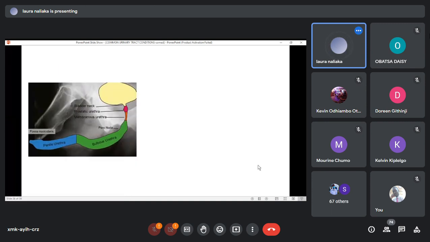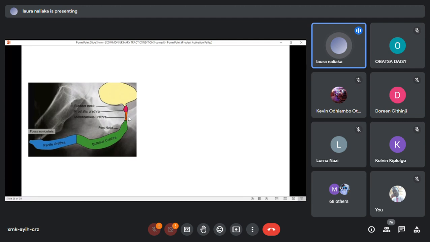That's a color-coded diagram showing how the male urethra looks. You can see the bladder, then you see the entire urethra. It's divided into 4 parts: penile urethra, bulbous, membranous, and the prostatic. Membranous and prostatic being the posterior urethra, then the anterior being the bulbous and the penile.